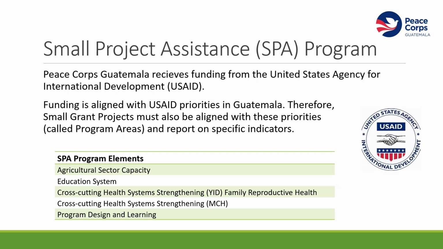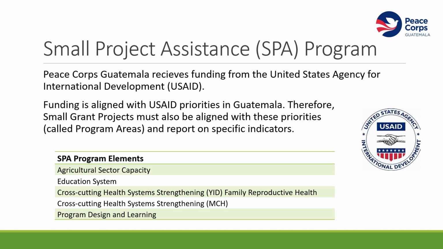The Small Project Assistance, or SPA program, is a relationship established with the United States Agency for International Development, USAID. This funding is actually aligned to the USAID priorities here in the country. Therefore, small grant projects should also be aligned with these priorities, called program areas, and report on specific indicators. This means that when you're requesting a SPA fund, you will need to make sure that the project is aligned with one of the program elements.